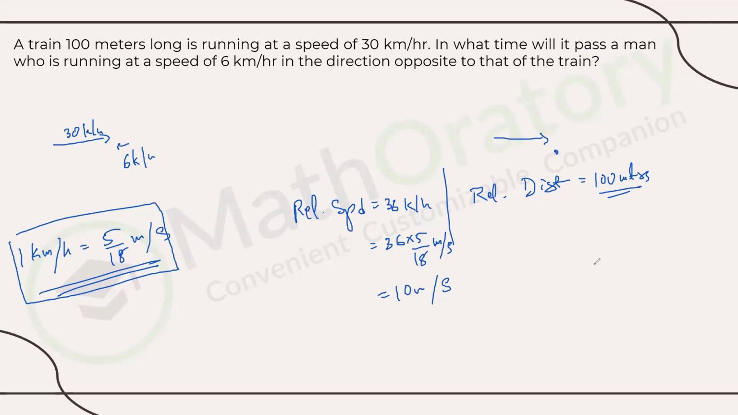Relative distance is 100 meters. Time would be relative distance upon the relative speed. So 100 by 10, that would be 10 seconds.